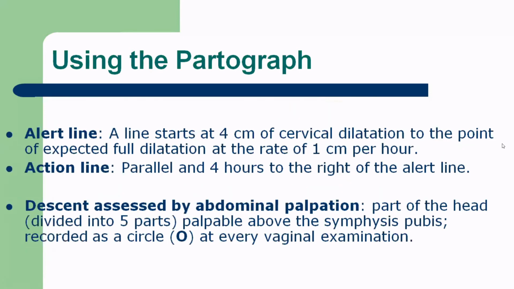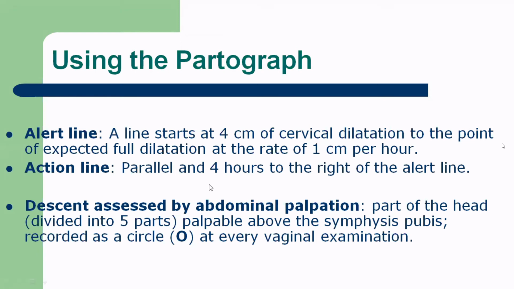Okay. You have already seen the alert line and action line. Okay, alert line is the line which starts at 4 centimeter of cervical dilatation to the point of expected full dilatation at the rate of 1 centimeter per hour, because that is the minimum rate of dilatation of cervix in active labor. Action line is parallel and 4 hours to the right of the alert line.